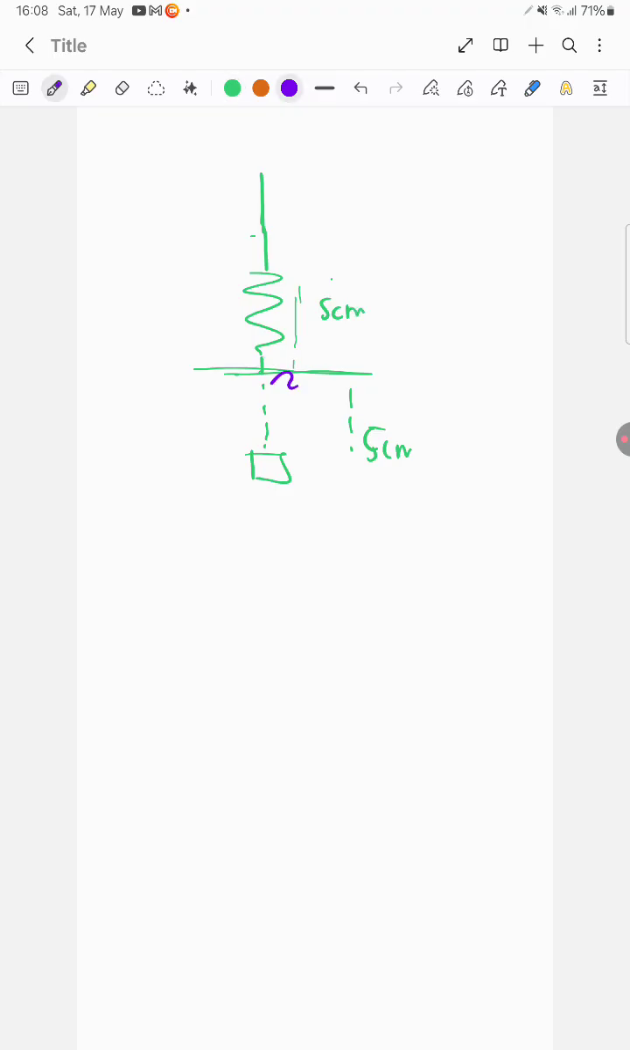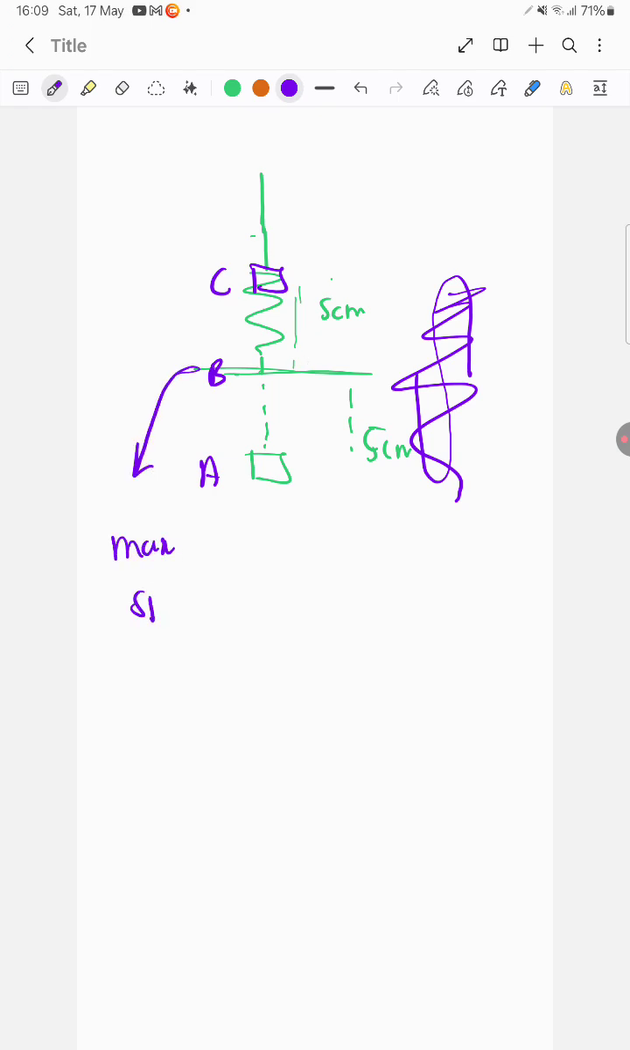So I'll ask you again, at point A, B, or C in the motion, as it moves up and down, at what point do you have maximum speed? B. Correct. Max speed is at B, in the middle or rest position. So this is max speed, and therefore max kinetic energy. Well done. And where do you think you get maximum elastic potential energy? At A and C. Good. At the maximum displacement there is max potential.